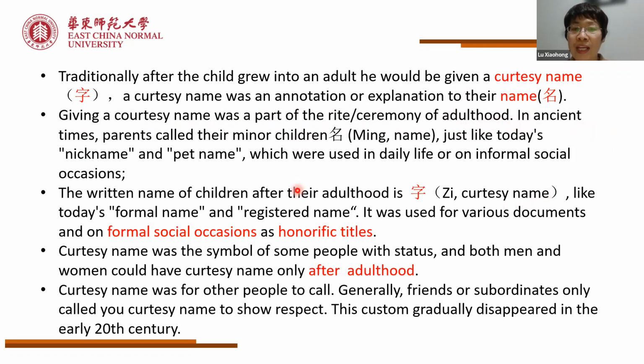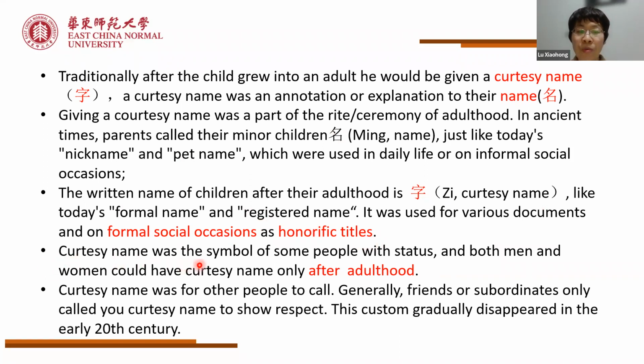Well, in ancient times, parents called their minor children 名, just like today's nickname and a pet name. So 名 means nickname or pet name, which were used in daily life or on informal occasions. While the written name of children after their adulthood is 字, which means courtesy name. So courtesy name is like today's formal name or registered name, and it was used for various documents or on formal social occasions as honorific titles.